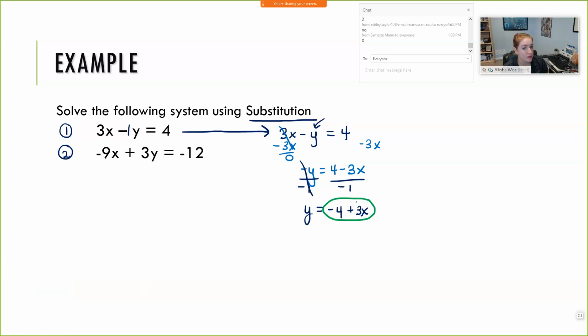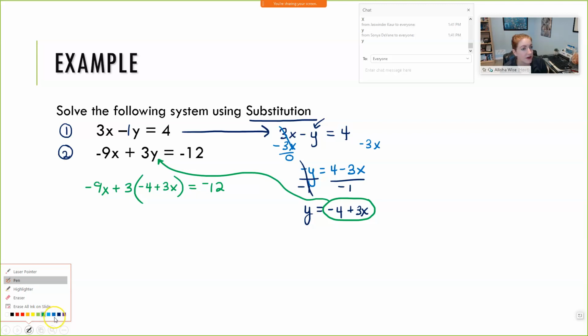So now that we have the y by itself, we're going to take that expression that it's set equal to, and I'm going to substitute it into the second equation. For which variable? What should I substitute that in for in the second equation? Since it's equal to y, I'm going to go ahead and plug it in for y. So let's plug it in. Remember, I'm using those parentheses when I plug it in. And I'm going to solve.